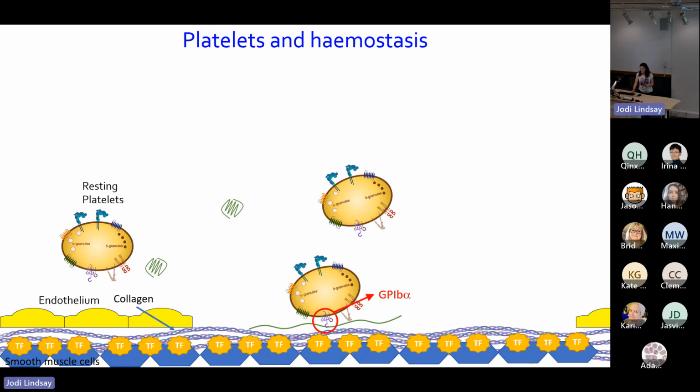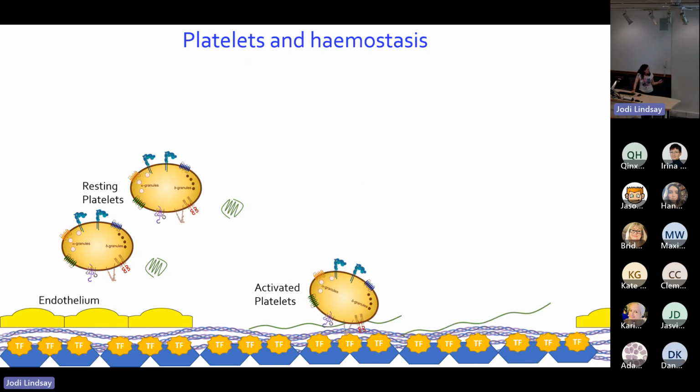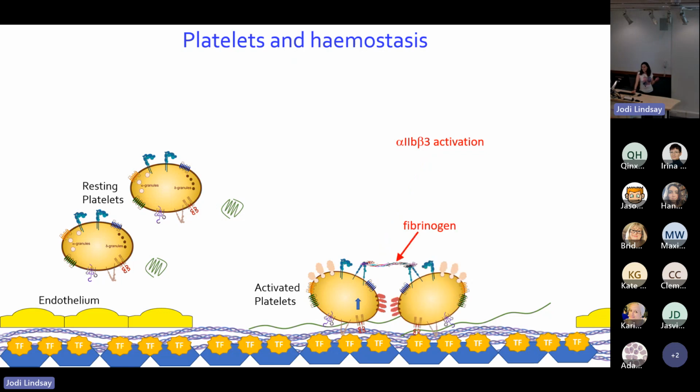Next, you also have a direct interaction of the platelets with collagen via alpha-2 beta-1 and GP6 receptors. GP6 binding to collagen triggers intracellular signaling events, leading to the activation of a very important integrin on the platelet, alpha-2 beta-3. And this is how platelets are able to bridge to one another via this integrin and the binding of fibrinogen that bridges platelets together.